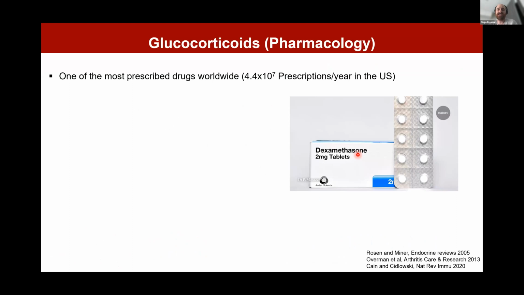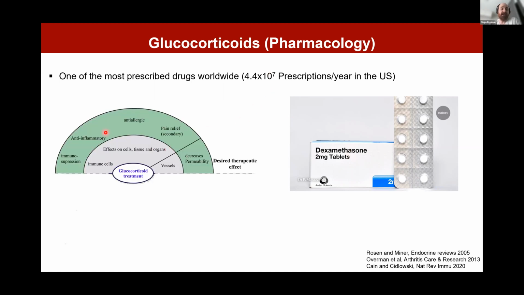So glucocorticoids are extremely important from a pharmacological perspective. You might have heard the name dexamethasone last year. It made a lot of headlines because it was one of the first successful drugs to treat severe cases of COVID-19. And that is because glucocorticoids are extremely good at anti-inflammatory and immunosuppressive activity. Unfortunately, glucocorticoid treatments, especially the chronic ones, have severe adverse reactions.